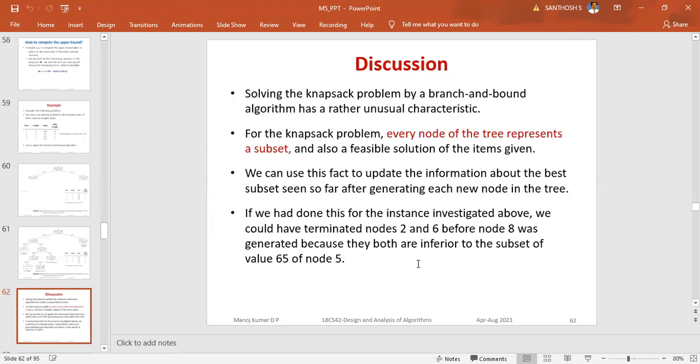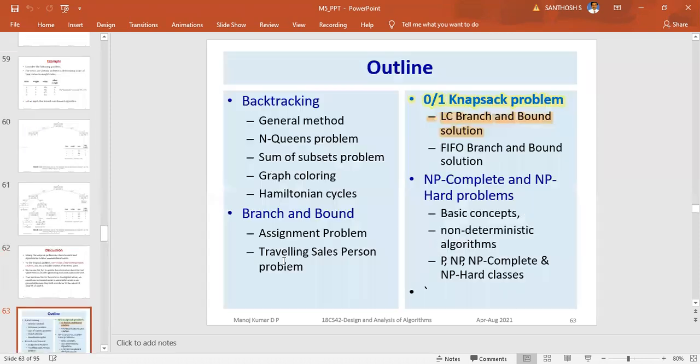Okay, so discussion. Solving the knapsack problem by branch and bound has rather unusual characteristics. For the knapsack problem, every node of the tree represents a subset and also a feasible solution of the items given. We can use this fact to update the information about the best subset seen so far after generating each new node in the tree. If we had done this for the instance investigated above, we could have terminated nodes 2 and 6 before node 8 was generated because both are inferior to subset value 65 of node 5.